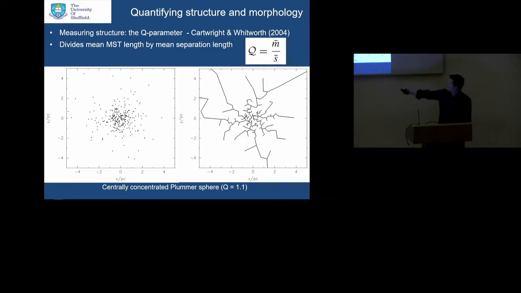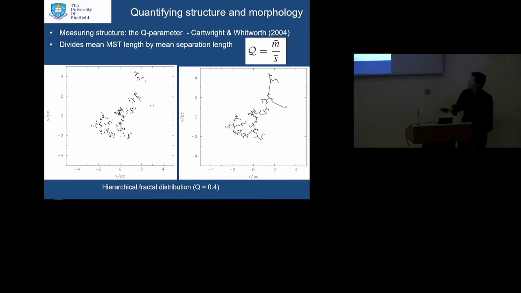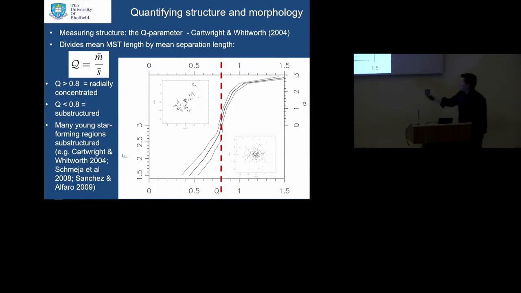And you can see for the end point of that simulation, where we've got rid of the substructure and it's got a smooth morphology, this Q parameter is about 1.1, 1.2. But then if we look at the initial conditions of that simulation, where we've got a lot of hierarchical substructure, the Q ratio is much, much lower. It's around about 0.4. And there's a boundary between substructure or self-similar hierarchical spatial distribution and smooth centrally concentrated distribution at a value of around Q of 0.8.